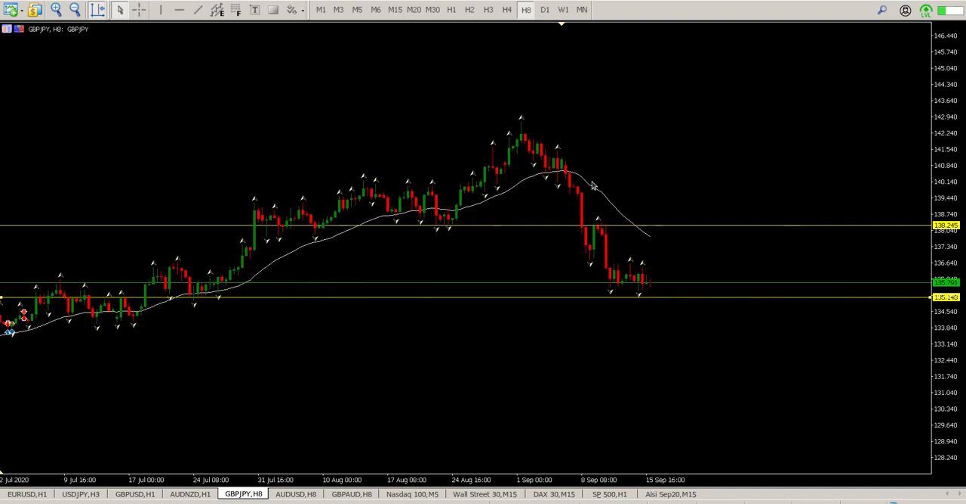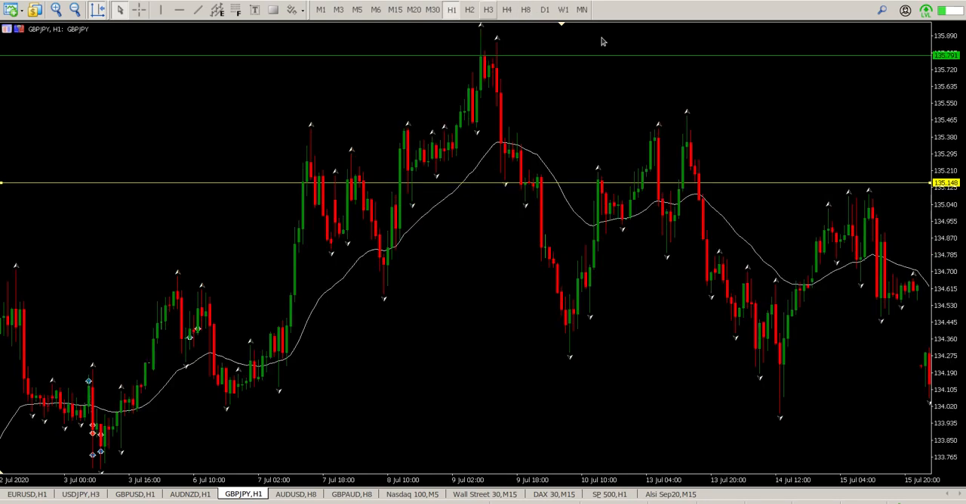Once the data has come out, it will influence the market. Give it 15 minutes to half an hour to settle and find its direction, if it's going to find a direction. It may still be influenced by the Feds later. So that's pretty much my advice on this pair.